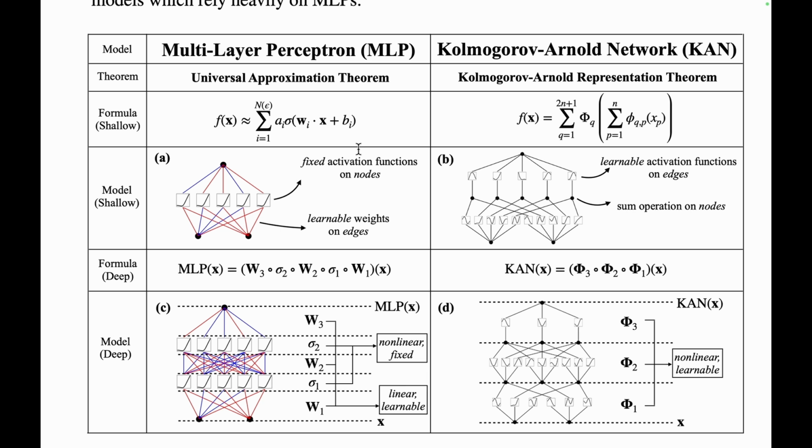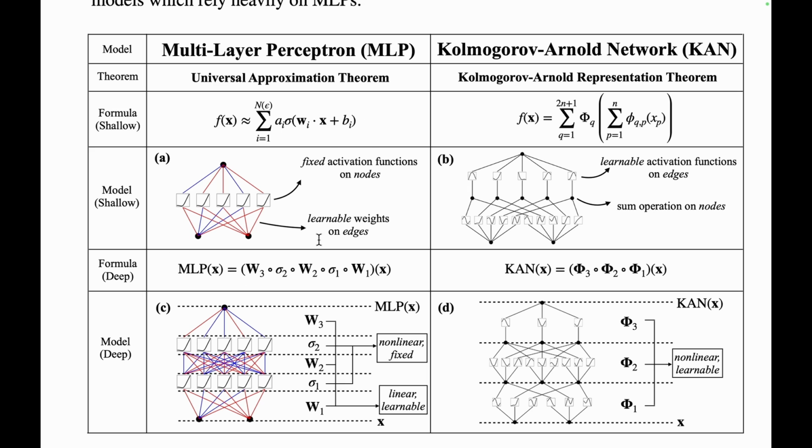So the paper starts with showing the difference between multi-layer perceptrons and Kolmogorov-Arnold networks. The underlying theorem for MLPs is the universal approximation theorem, but for KAN networks it is obviously the Kolmogorov-Arnold representation theorem. How we represent MLPs is by now very clear: we have the activation function, the weights, the input x, and a bias term b.